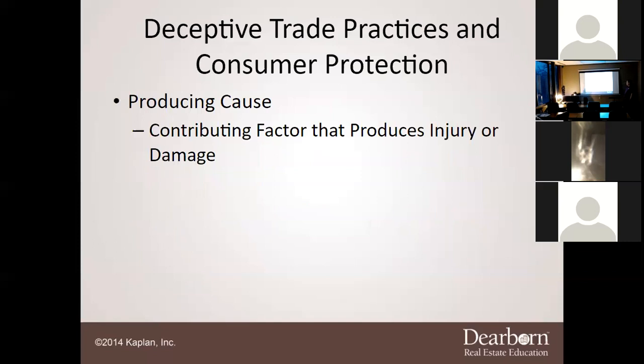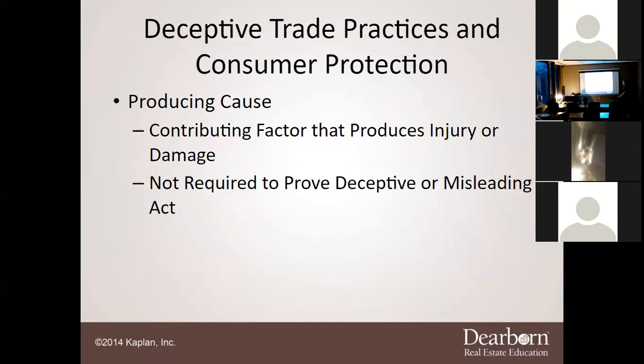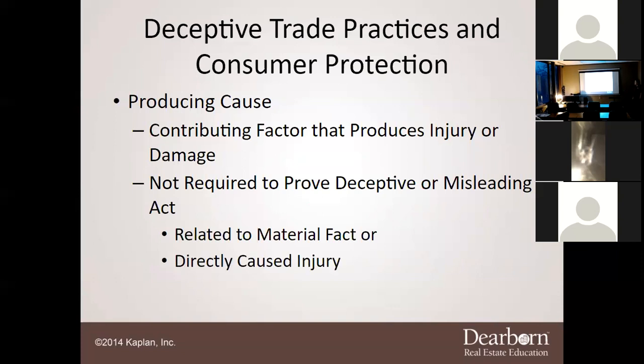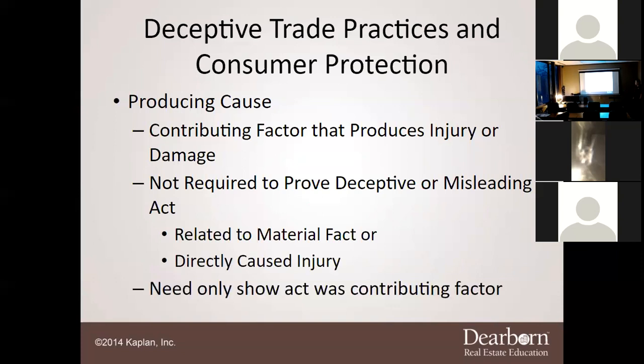Producing cause: the contributing factor that produces the injury or the damage. Okay, you got to be very careful. What exactly caused it? It's like the procuring cause. What exactly produced the injury or the damage? It's not required to prove deception or a misleading act, and it can be related to material fact or directly caused by the injury. Again, there need only be a showing that the act was a contributing factor.